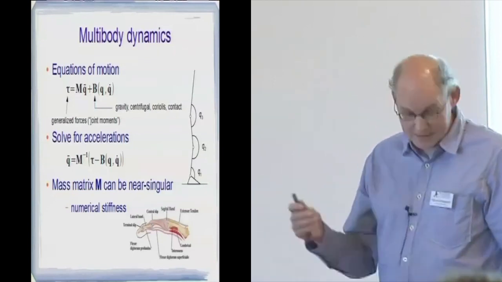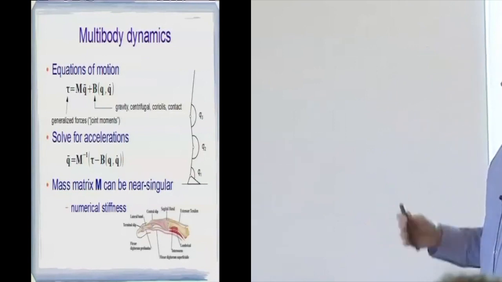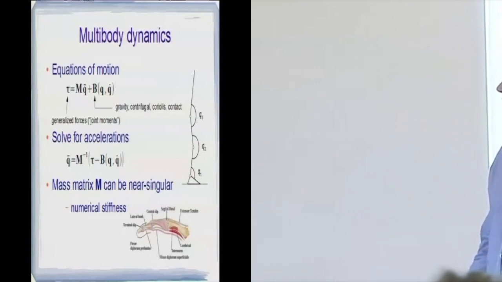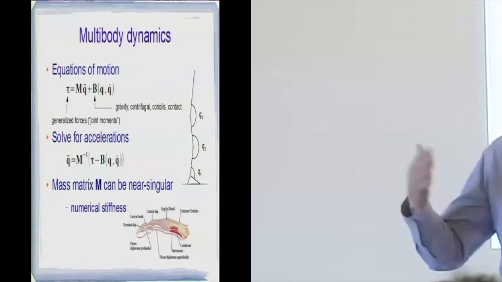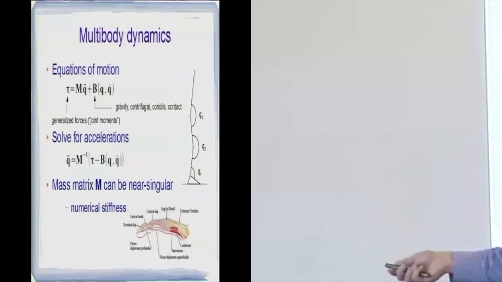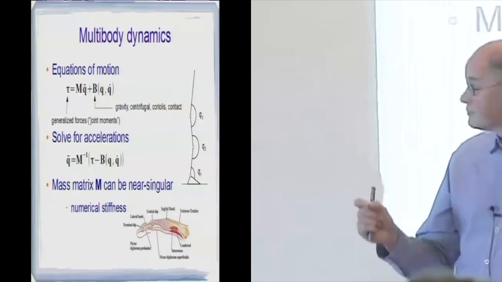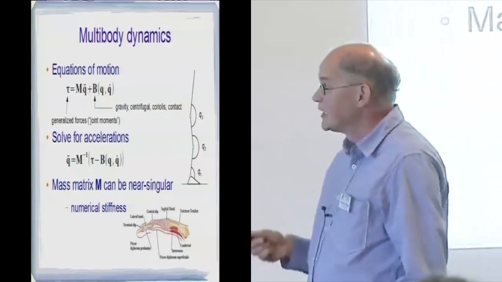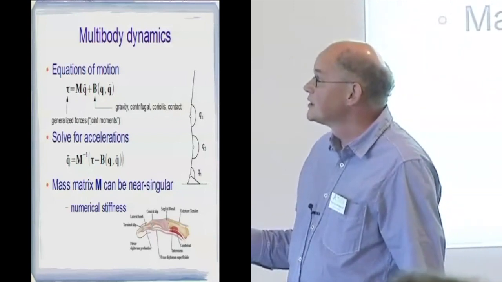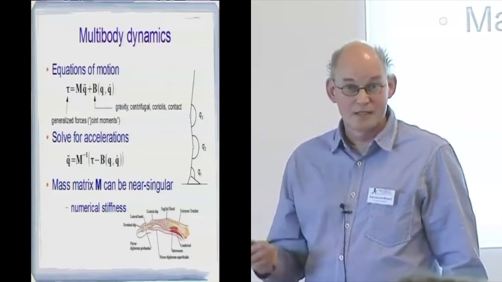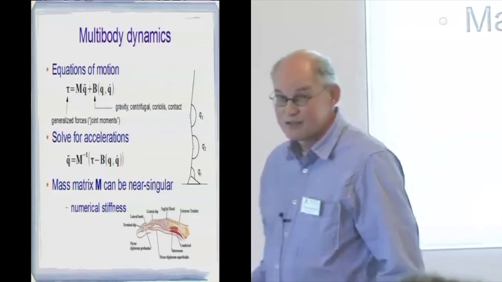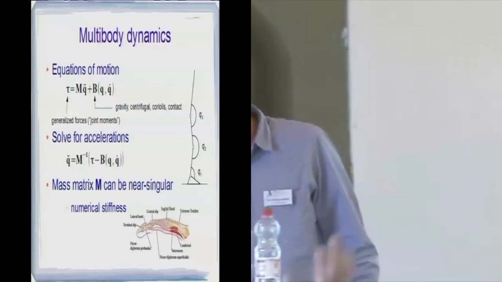And it's important, I think, to just mention that this mass matrix can be near singular, and that causes numerical stiffness. So very often in musculoskeletal systems, you have big masses and small masses all in the same model. So for instance, you have a finger here, and you can produce quite high forces, but the inertial terms in the equations of motion are tiny for those degrees of freedom. So you have a mass matrix that can be almost singular. So numerical stiffness is always an issue in a lot of models.